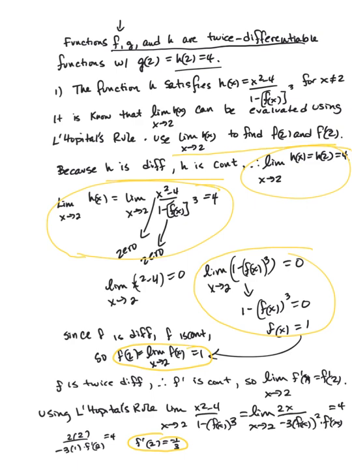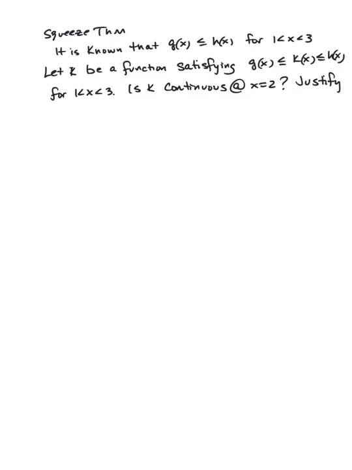Okay, let's take a look at the squeeze theorem. Okay, so let me read you the question first to make sure that you're reading it properly, and you can pause and copy it down. It is known that g of x is less than or equal to h of x for 1 less than x less than 3. Let k be a function satisfying g of x less than or equal to k of x less than or equal to h of x for 1 less than x less than 3. Is k continuous at x equals 2?